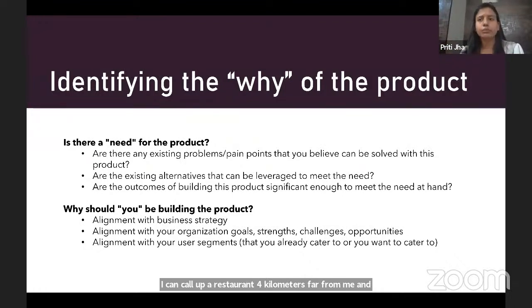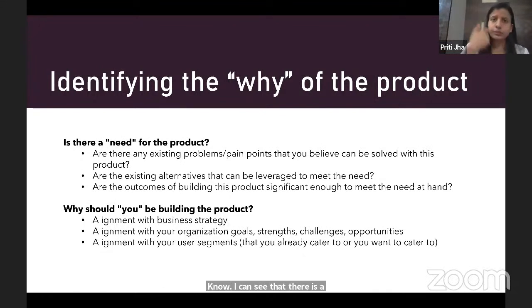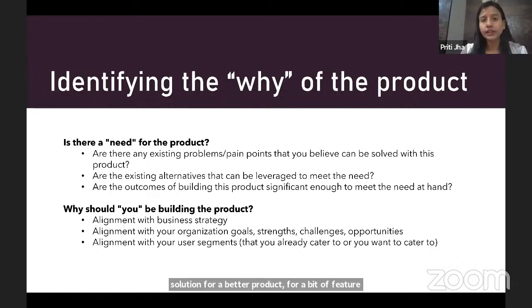No, right? It cannot happen with all the restaurants. It might be possible in the case of one or two restaurants, but it may not be possible in all cases. And that's where I can see that there is a need for a better solution, a better product, a better feature that I want to build.